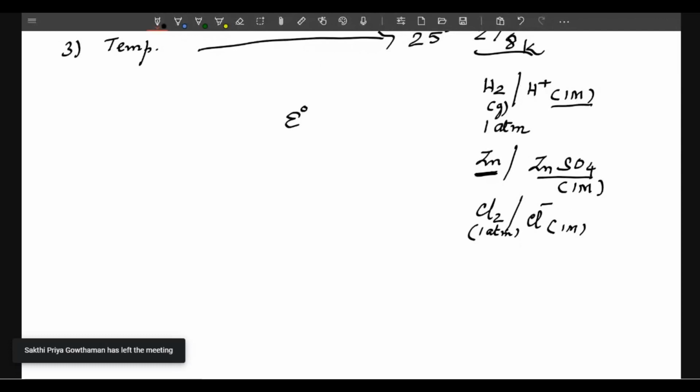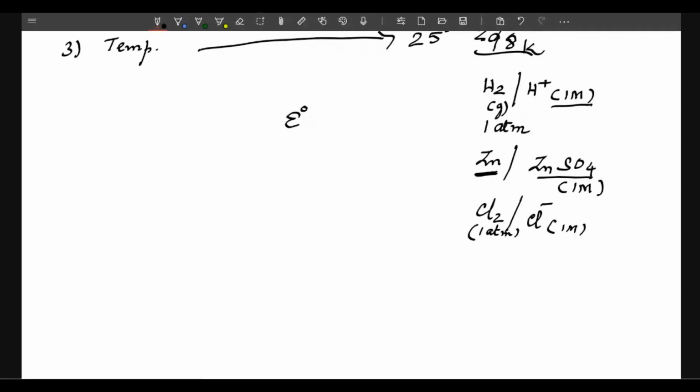To represent the standard condition, yeah. 278 Kelvin. Hello? Sir. 25 degrees Celsius, sorry. 298, sorry, thank you very much. Okay, 298 degree Kelvin. And these two conditions, the concentration of the electrolyte and the temperature, are maintained. Then if you express the electrode potential value, we call that electrode potential value epsilon naught, epsilon 0.